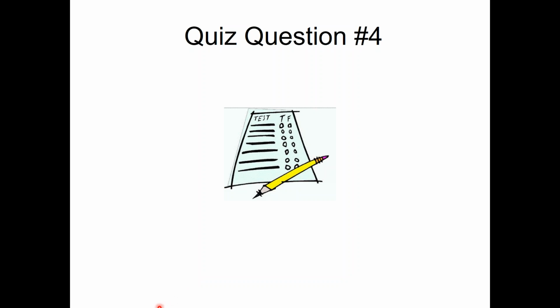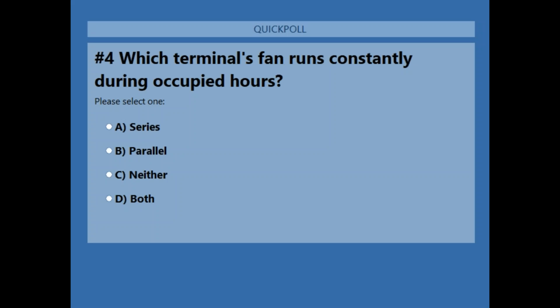All right, quiz question number 4. Let me get over to that screen. Which terminal's fan runs constantly during occupied hours? The series fan, the parallel fan, neither one of them, or both of them? Which one runs constantly during the occupied hours?